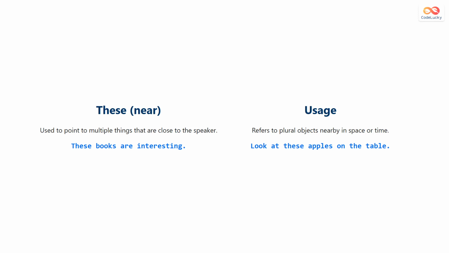The word these is used to point to many things that are close to the speaker. For example, when you say, "These books are interesting," you mean the books near you. These helps us talk about things that are near in space or time.